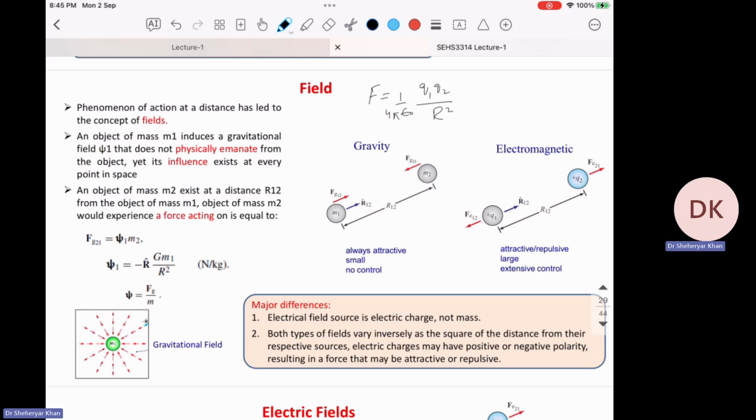That's very interesting. So look at the field in terms of gravity. So we have F equals field times mass. What does it mean? It means that when you have some mass closer to another particle, it will experience something. That's called the field, this field, right?